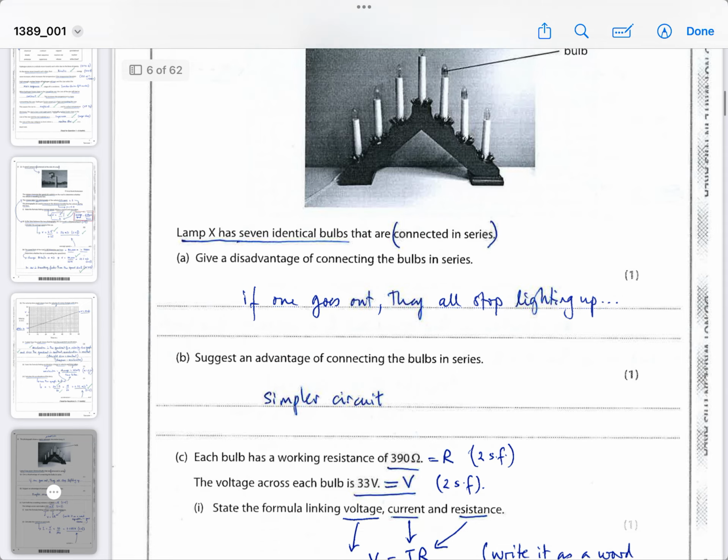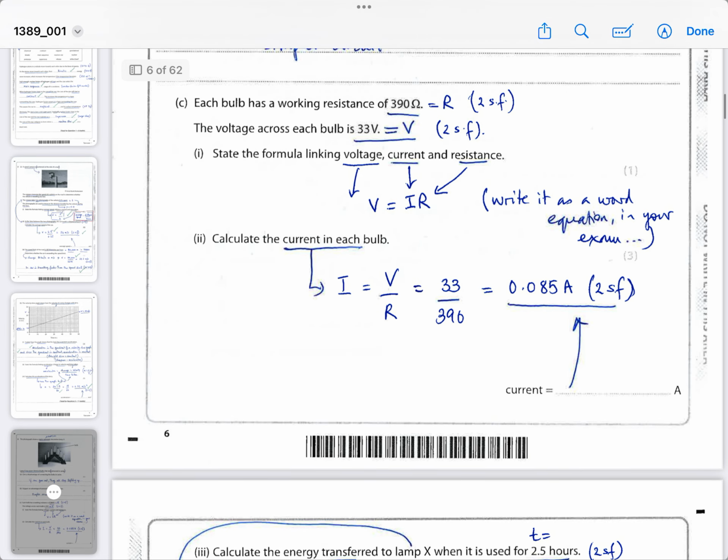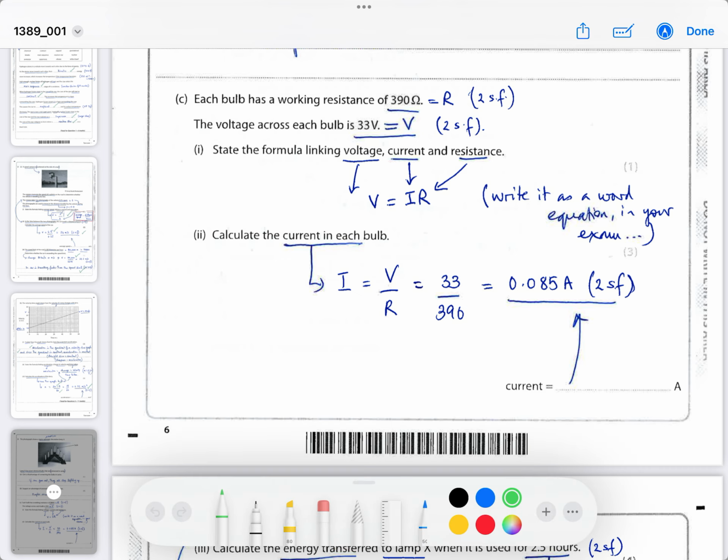Okay, so each bulb has a working resistance of 390 ohms, it says, and you can see that I've put 2 significant figures in brackets. That's to explain how you know how many significant figures you should be using in your answer. It then tells you the voltage is 33 across each bulb, so that's again 2 significant figures.